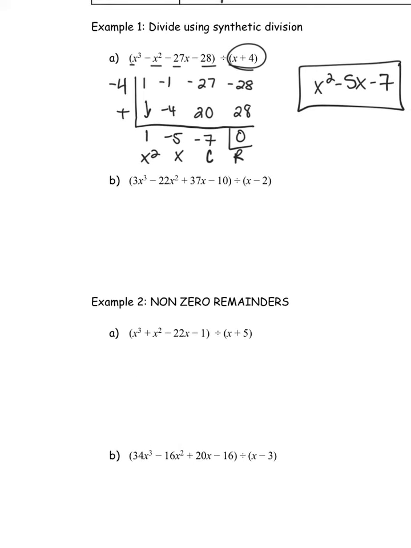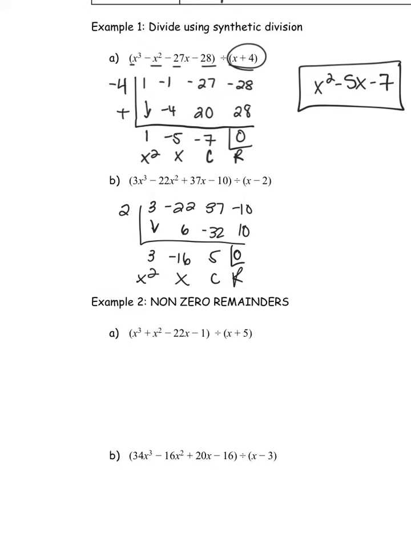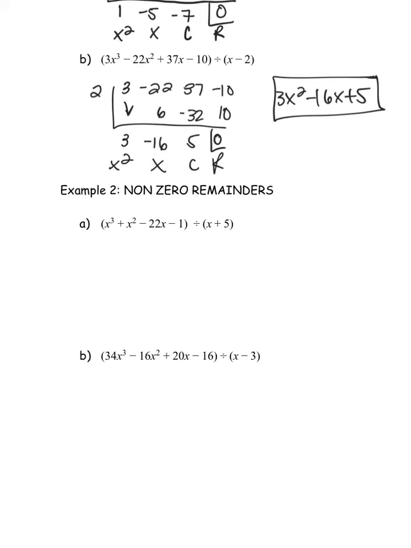Alright, another one. So again, I put the opposite value out here in decreasing order. Bring down, multiply, add, multiply, add, multiply, add. My remainder, constant, x squared. So I get 3x squared minus 16x plus 5. So these have non-zero remainders.